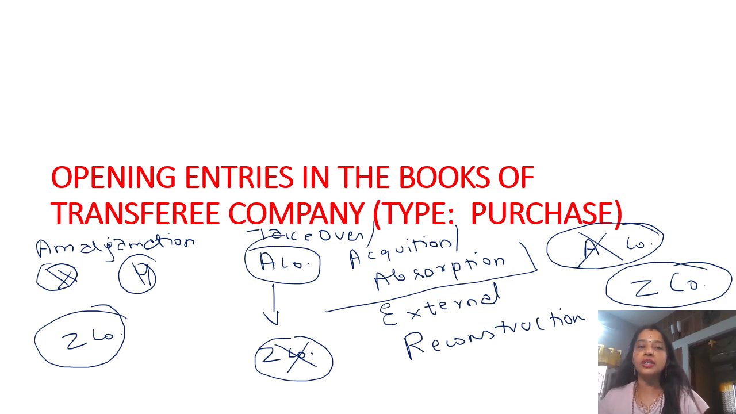However, in all the cases, there is one company which is opening. If it is amalgamation, opening entries in the books of Z company. If it is taking over, opening entries in the books of A company. If it is external reconstruction, opening entries in the books of Z company. Here, this Z company. Alright. So, we pass opening entries in the books, that is opening.